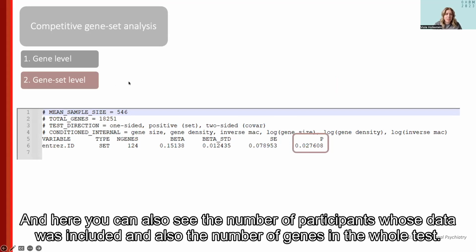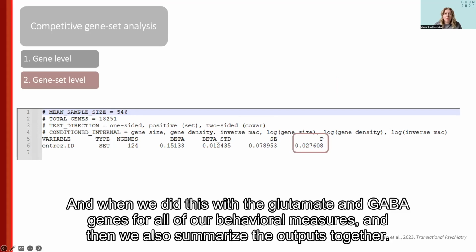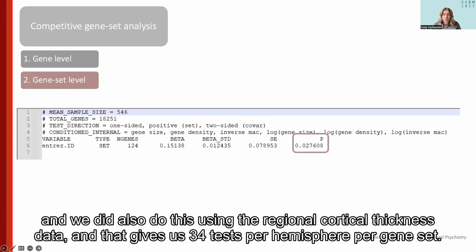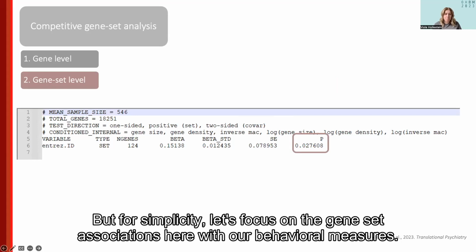And here you can also see the number of participants whose data was included and also the number of genes in the whole test. We did this with the glutamate and GABA genes for all of our behavioral measures, and then we also summarized the outputs together. And of course, if you do this many times, we correct our p-values accordingly. We did also do this using the regional cortical thickness data, and that gives us 34 tests per hemisphere per gene set. But for simplicity, let's focus on the gene set associations here with our behavioral measures.